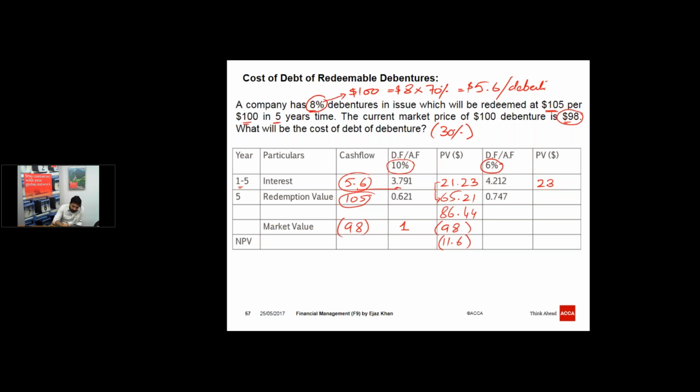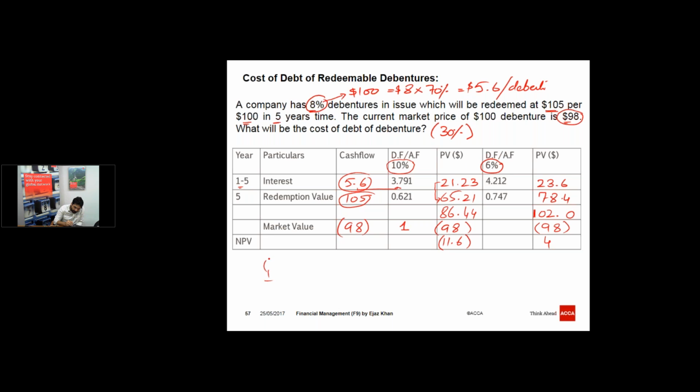23.6. Okay, everyone should calculate this. We are multiplying 5.6 with the annuity factor of 6%, 4.212. It's 23.59, 23.6 approximately. Okay, then multiply 105 with 0.747, 78.4. Okay, add these two values together. 102.0. So, and the investment is 98. So what's the positive NPV? We have a positive NPV of 4.